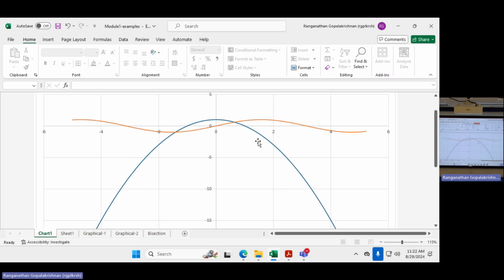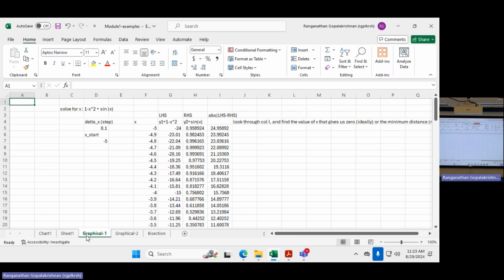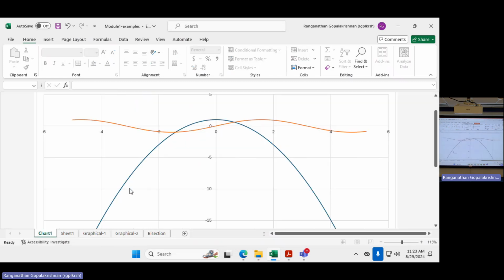What I mentioned also is graphical method is very inefficient. You have to do plotting, you have to do inspection, you have to handle a lot of numbers. It's very inefficient as a method. What we want is something that is more systematic, something that can be programmed and automated so that you could just put in your function and expect a solution, which is what we are going to study today. It's called bisection method.